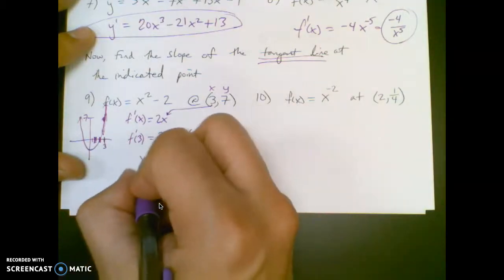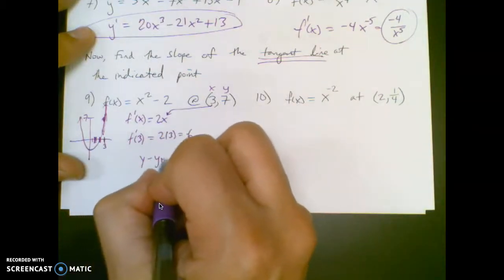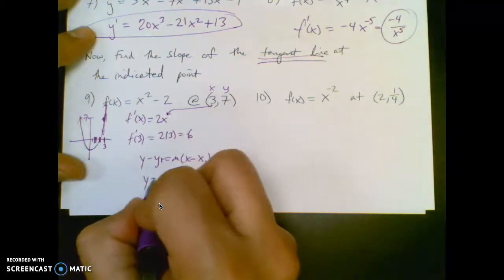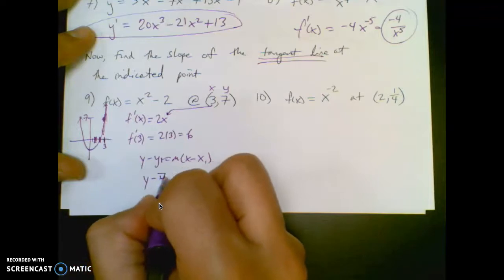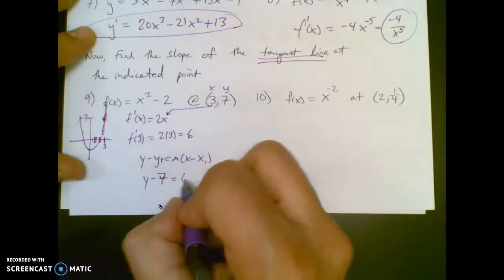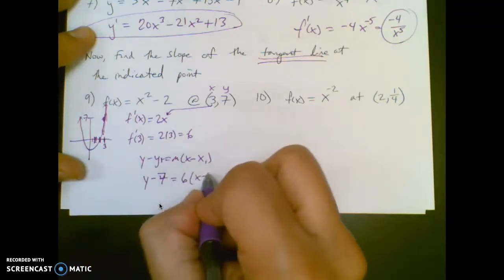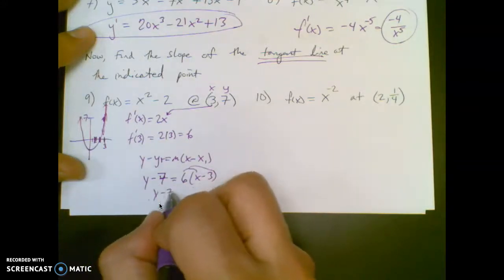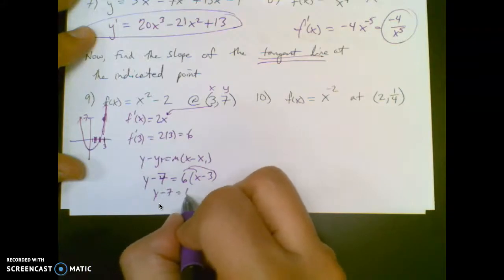Well, now you need to remember this equation: y minus y1 equals m times x minus x1. And you just plug in your points. y minus 7 equals my new slope I just found, 6, times x minus 3. And maybe I like to be fancy and change it into slope-intercept form.